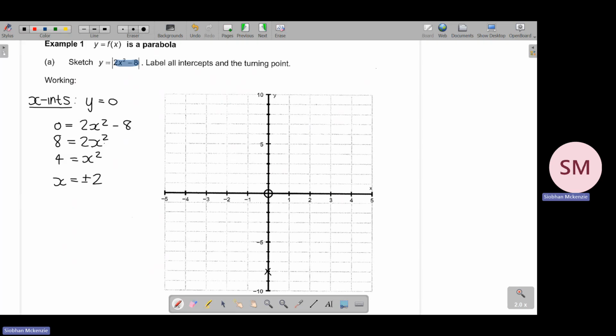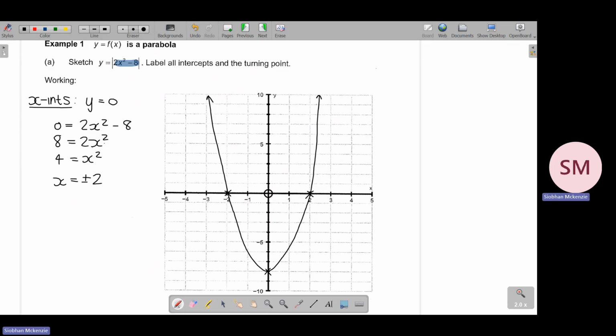Which makes sense, because a parabola would cut our x-axis in 2 places. We also know at this stage it is symmetrical about the y-axis. So we are looking at -2 and 2 as the x-intercepts. And in pencil, we are then going to draw our parabola. Are you happy with what I've drawn as this parabola?